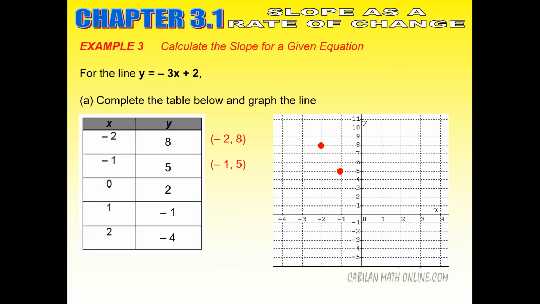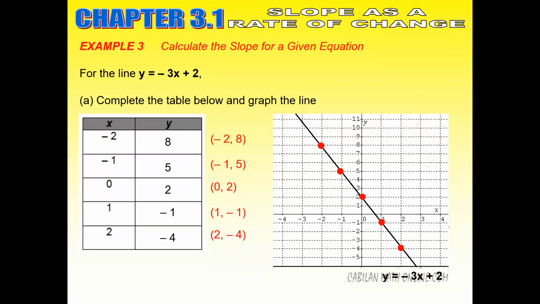Next, 0, 2. That tells us that we're not going to move left or right. We're just going to go up 2. The next one is 1, negative 1, so we go right 1, down 1. The last one is 2, negative 4, so that's right 2, down 4. Then from here, we connect those 5 dots with a straight line that goes straight through, and don't forget to label the line.